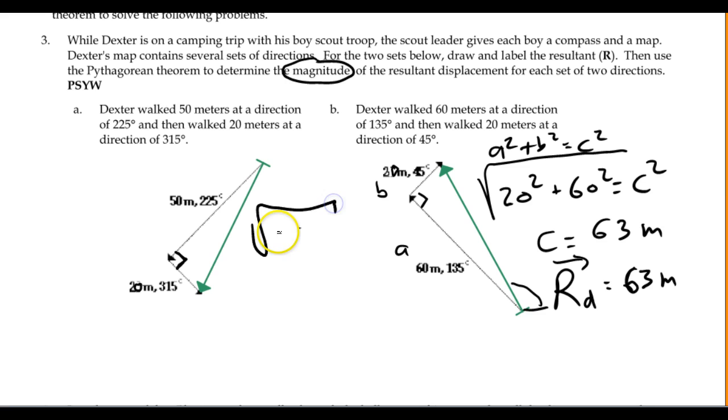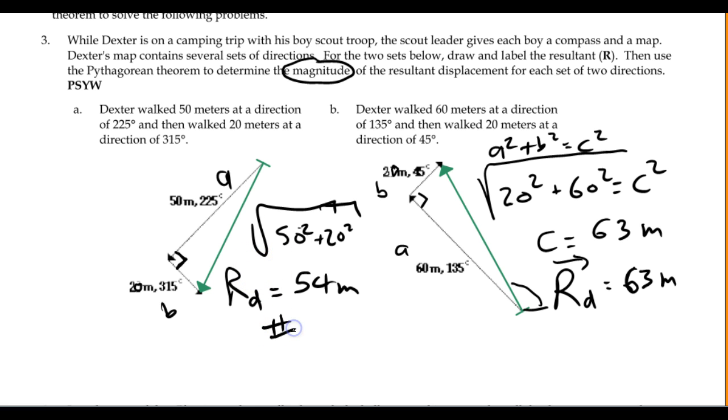Over here, it's going to be the square root of 50 squared plus 20 squared, if I call this a and b. So a little less distance. Let's see what happens. 50 squared plus 20 squared, and take the square root of that, and you get 53.8. Again, we only have 2 significant figures, so the resultant displacement is going to be equal to 54 meters.